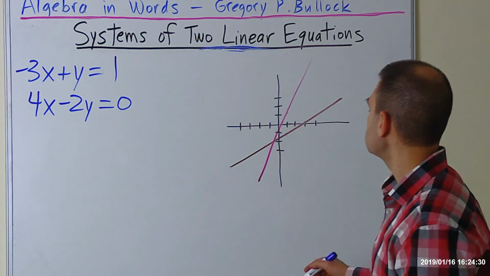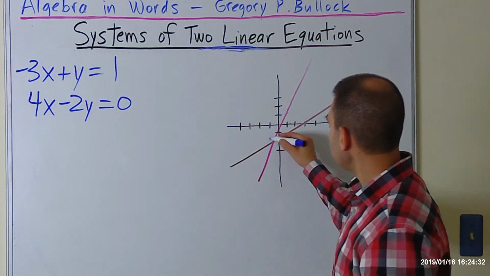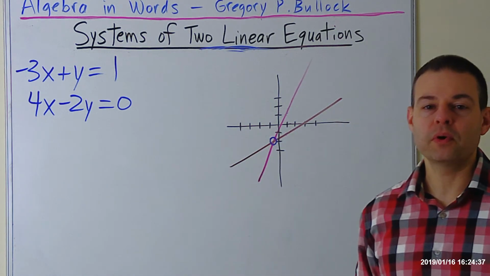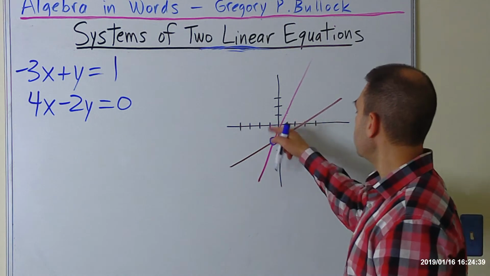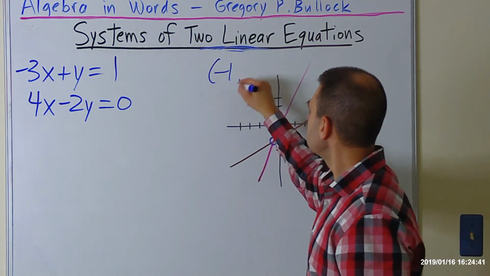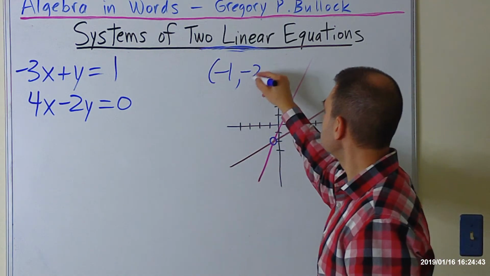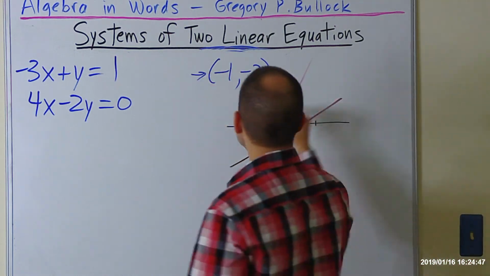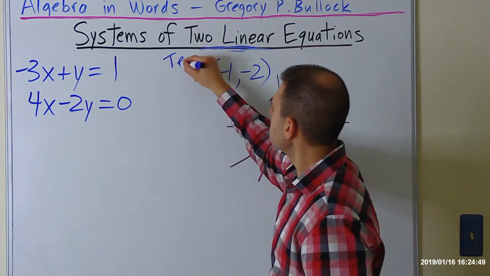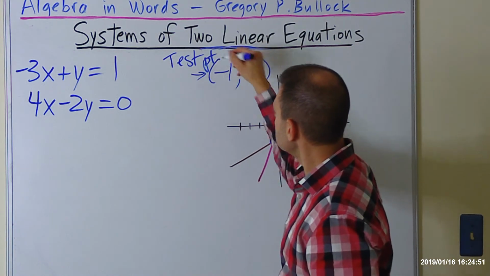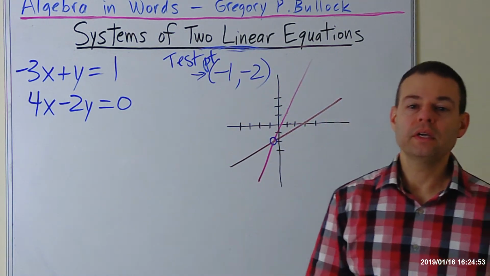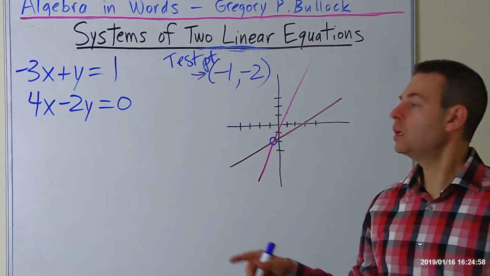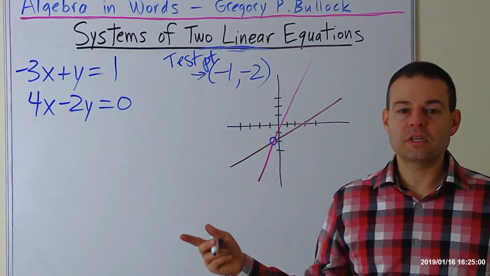So if I look at this, and if I look right around here, that tells me that my educated guess for the point they cross is -1, -2. So this is now my test point. We're now going to do the same process that we did a minute ago in the last problem to test the point to see if it works out.